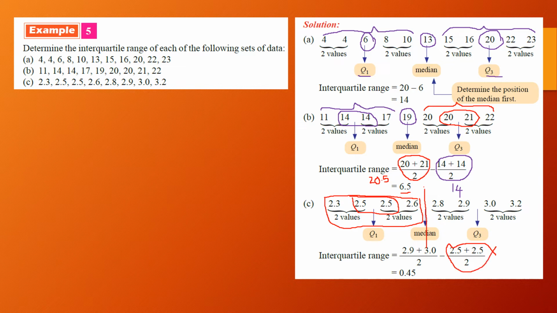And same goes for the second. The second part also has 4 values. So the middle part is 2.9 and 3.0. So you find the third quartile is 2.9 plus 3.0 divided by 2. So you will get 2.95 minus 2.5. So you get 0.45. So this is how we identify interquartile range for ungrouped data.